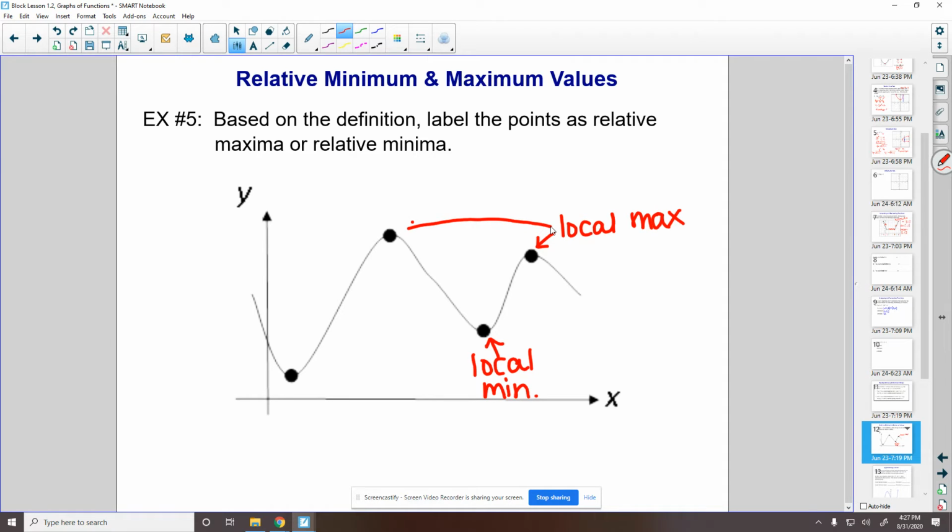This would also be considered a local maximum, but it would also be considered the absolute maximum as well, because it's not just the highest point in that region, but it's also the highest point on the entire graph. Same thing down here. This would be considered the absolute minimum because it's the lowest point on the entire graph.